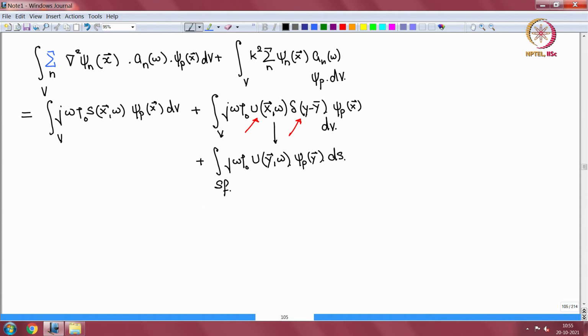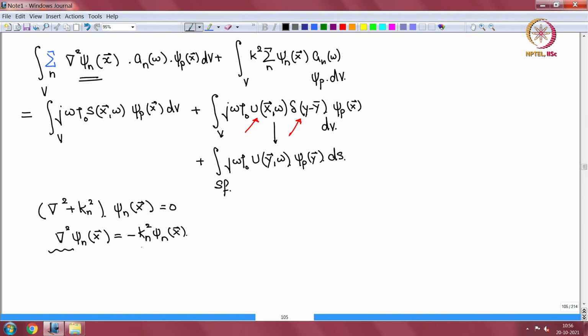Okay. Now we have to use a certain bit of information that is relevant to the mode shapes. So the mode shape, if you realize from your acoustics of interior spaces, okay, the mode shape satisfies the Helmholtz equation. You should know this. That means I am going to use the fact that del square of psi n is equal to minus k n square of psi n. Okay, this is very important because the derivatives suddenly vanish. You see, the left side is a derivative, the right side is algebraic.